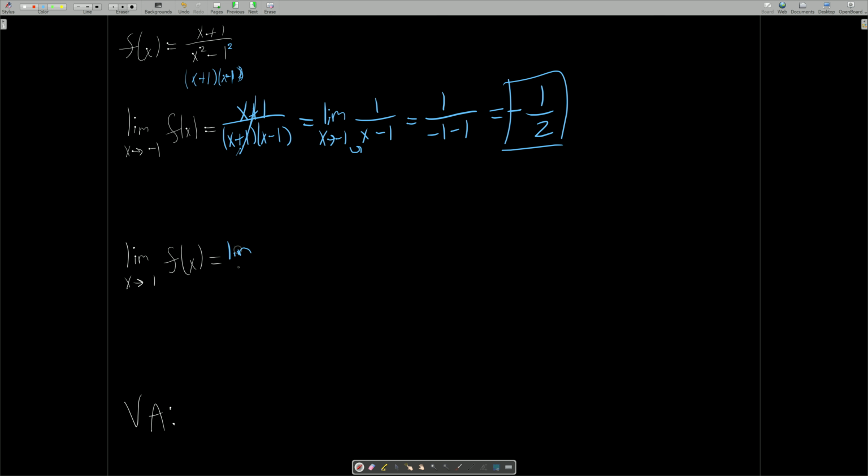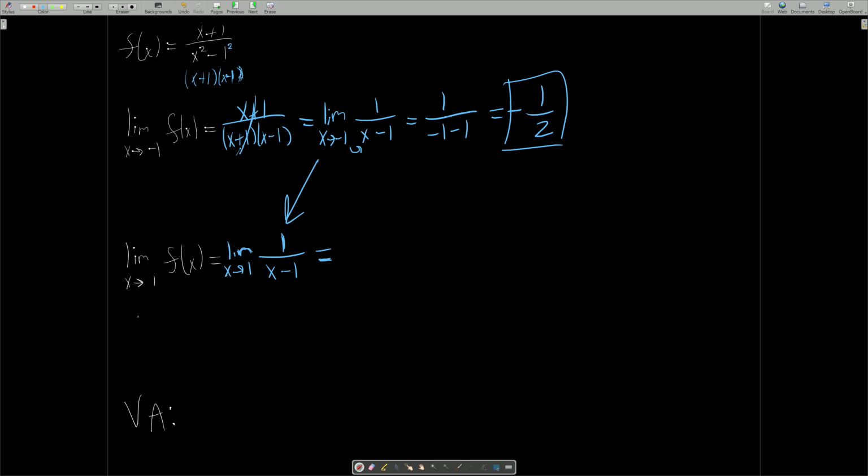Now let's keep going here. We already factored it out here, so we can just bring it down. Limit as x approaches 1 of f of x, the limit as x approaches 1 of 1 over x minus 1. So we factored it out right here. Just bring it down. Now if you plug in 1, you're going to get 1 over 0, which is some kind of infinite value.